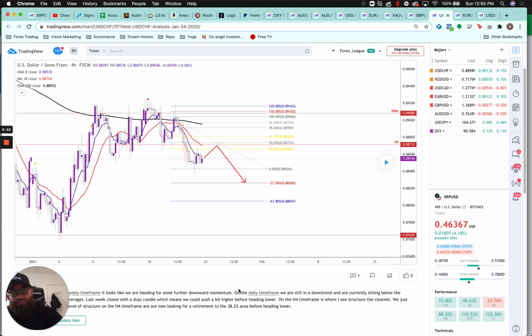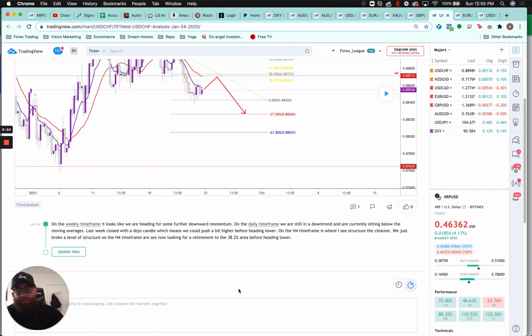This is a good one, Yusef. On the weekly time frame, we are heading into some further downward momentum. On the daily time frame, we're still in a downtrend and are currently sitting below the moving averages. Last week closed with a doji candle, not a dojo, which means we could push a bit higher before heading lower. On the 4-hour is where we see structure the clearest.